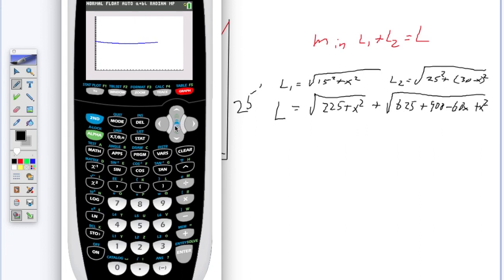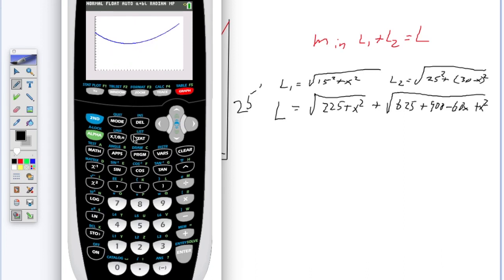We can see that we've got a little bit of a dip here, but because my scale is off, it's kind of hard to read. So I'm going to change my y from 40 to 60. If I change my y from 40 to 60, with x from 0 to 30, I should get a pretty good representation of the graph. This graph is the length of L1 plus L2.